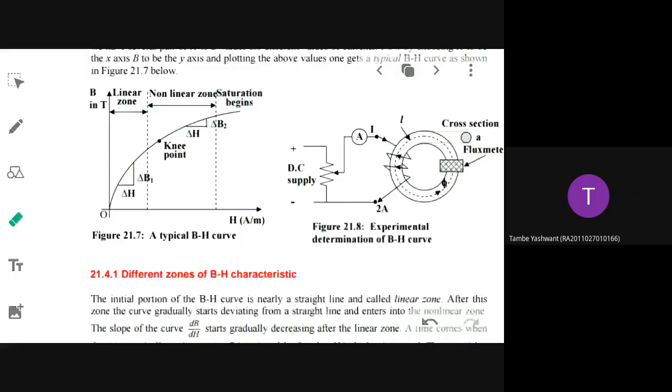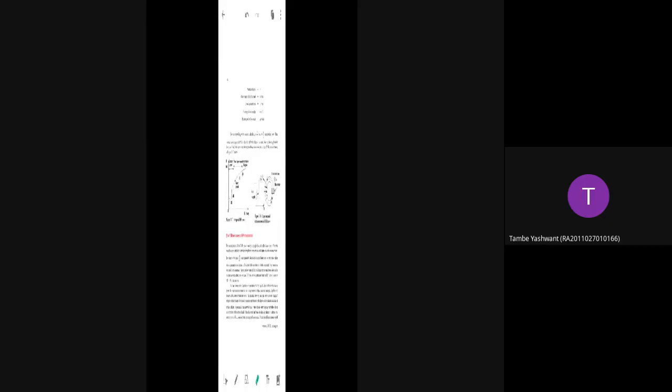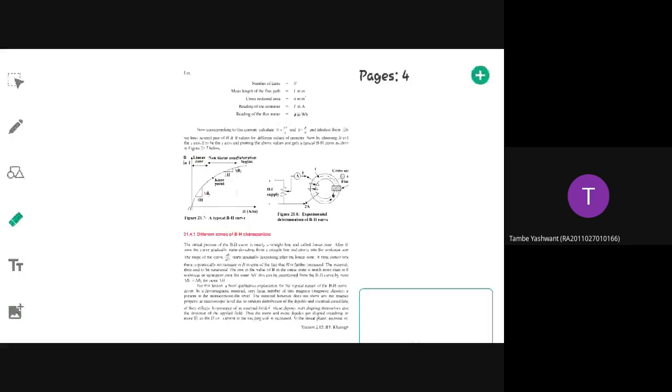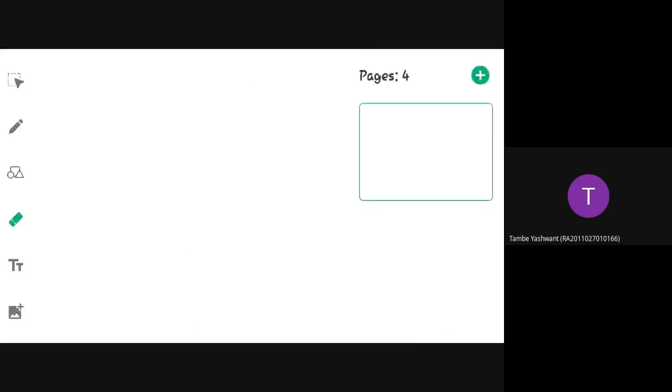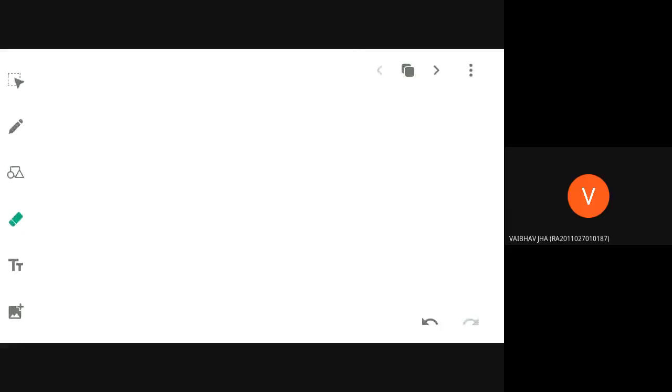Now in the same fashion you need to know the hysteresis curve also. Tell me, what do you know about the hysteresis curve? And this BH curve, will it vary for different materials or will it always remain the same for all materials? That is another question. Ma'am, it will vary.